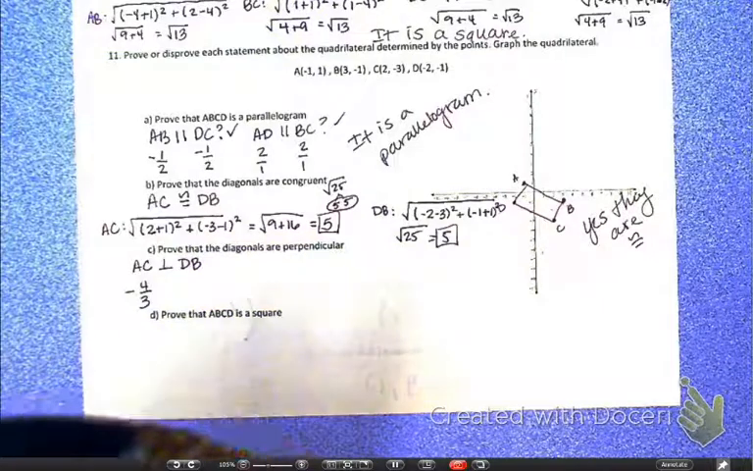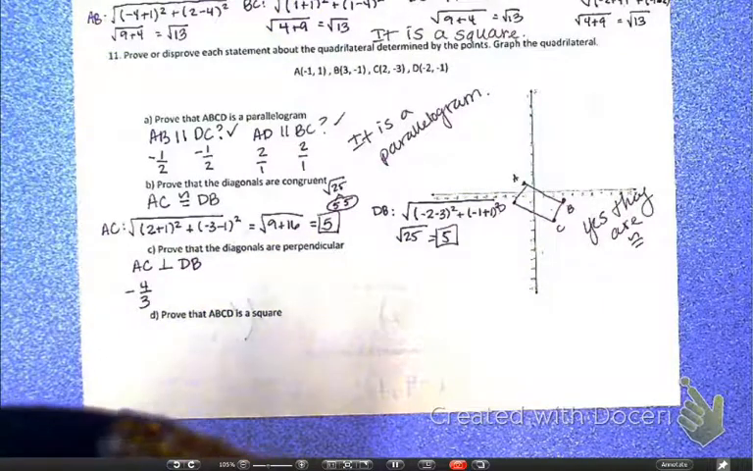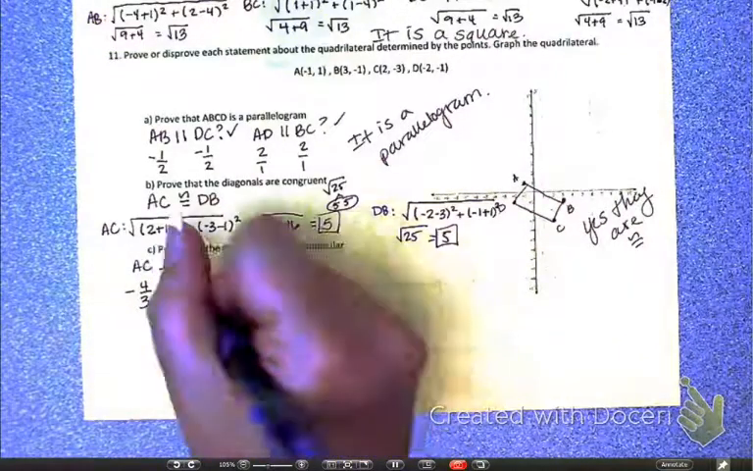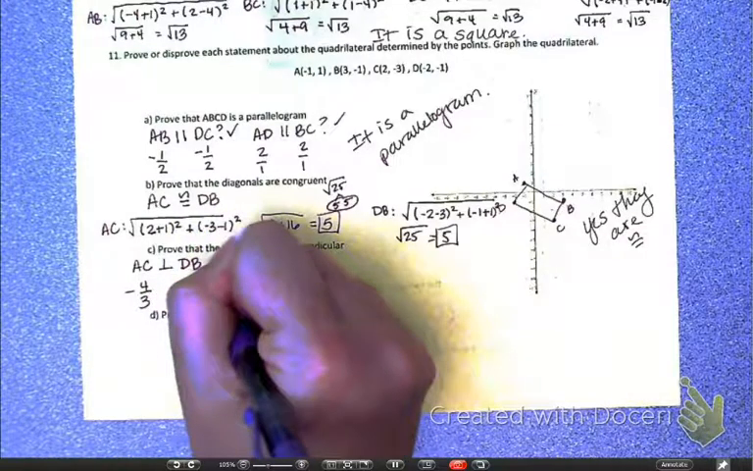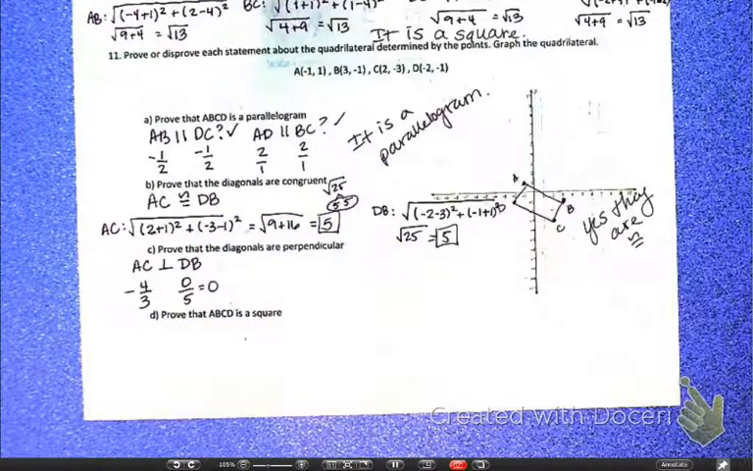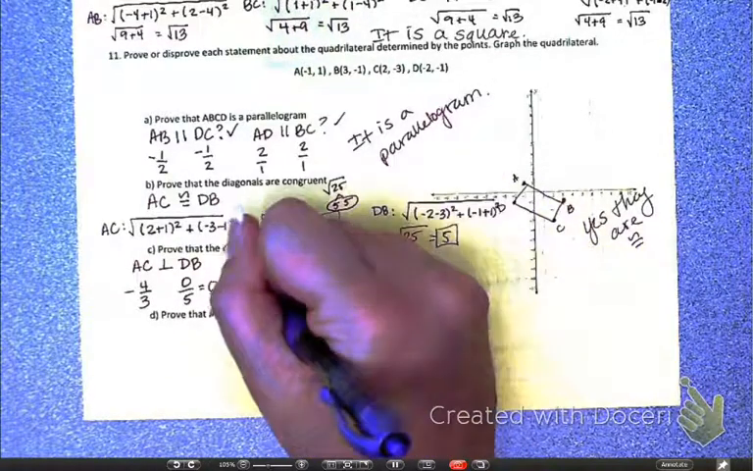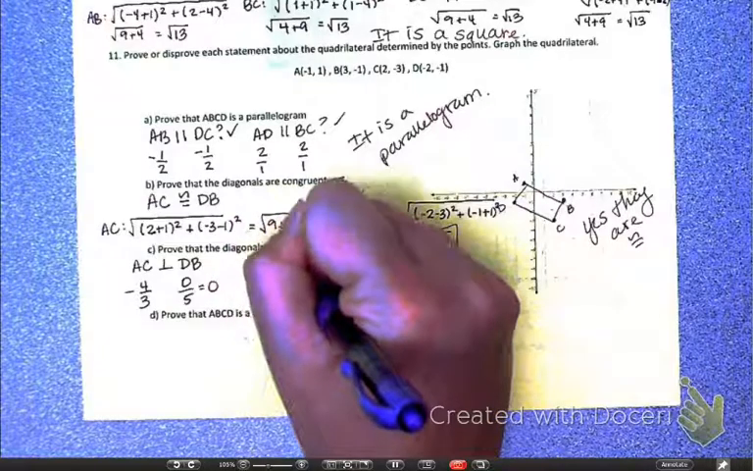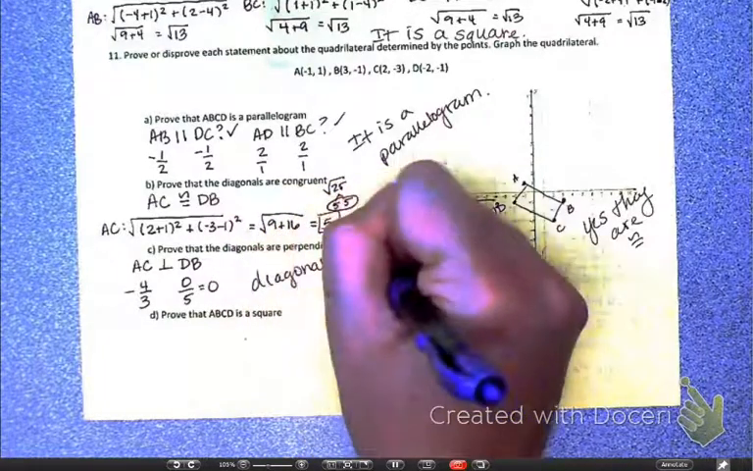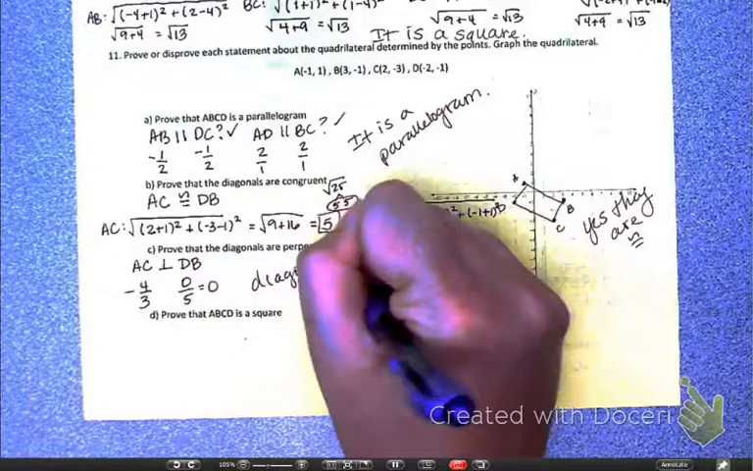So that's just 0? Are those slopes the same? Or I'm sorry, are those slopes perpendicular? Nope. So the diagonals are not perpendicular.